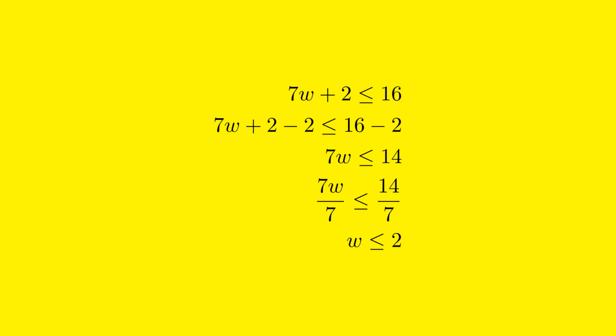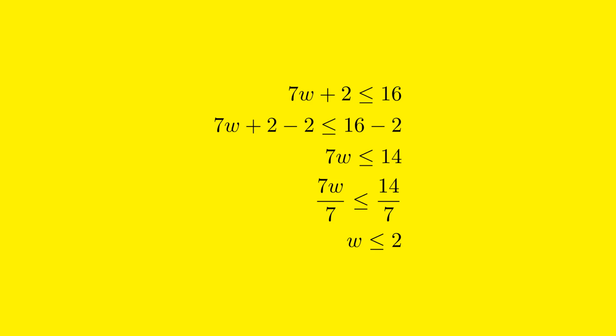Now we have 7w less than or equal to 14. Next, we need to isolate w. To do this, we divide both sides of the inequality by 7. This will eliminate the coefficient of w on the left side. So 7w divided by 7 is less than or equal to 14 divided by 7. This simplifies to w less than or equal to 2.